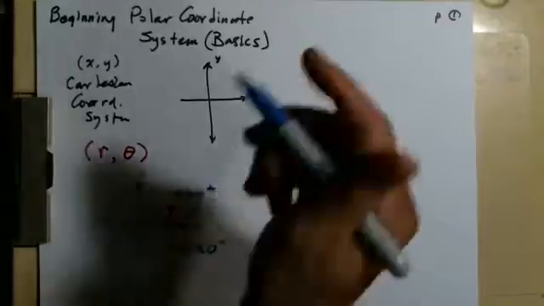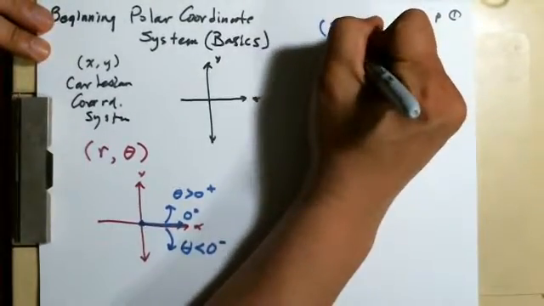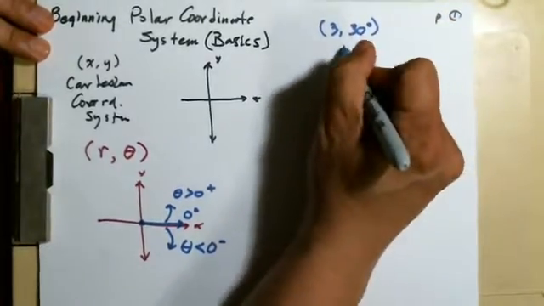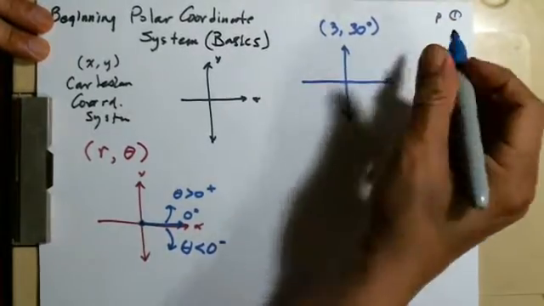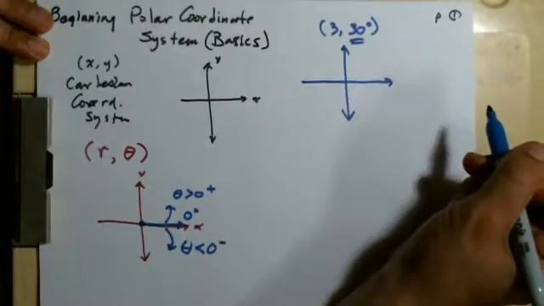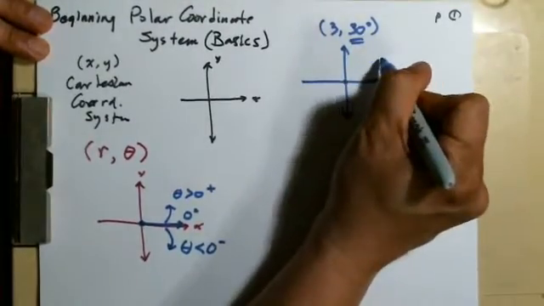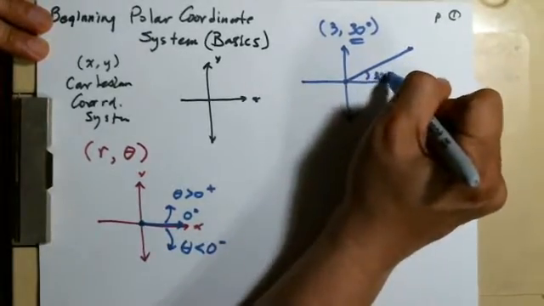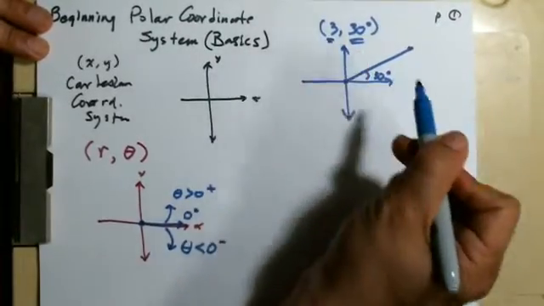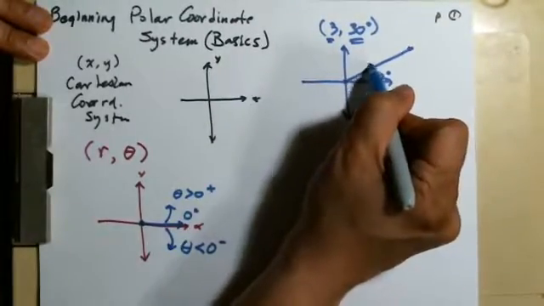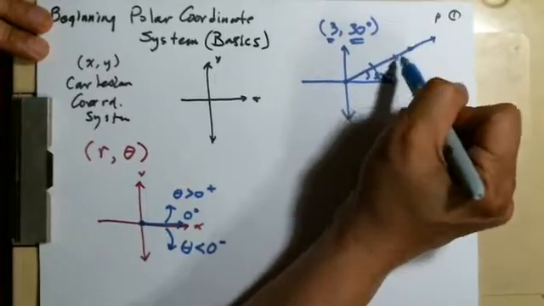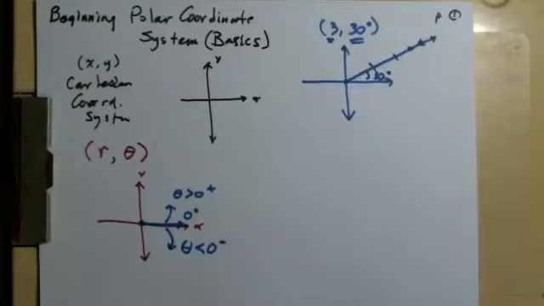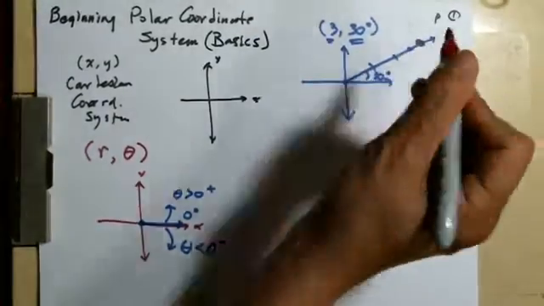Let's start with 3, 30 degrees. Starting with this, first we have to find where the 30-degree angle is. So starting here, it's going positive 30 degrees. You're going to draw a ray with a 30-degree angle. And then this is your radius, how far it goes. Let's say it goes 1, 2, and then 3. That will be that point right there. And I'm going to mark it with purple so that you know where it's located.